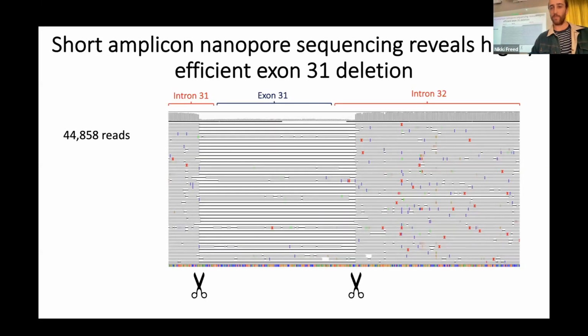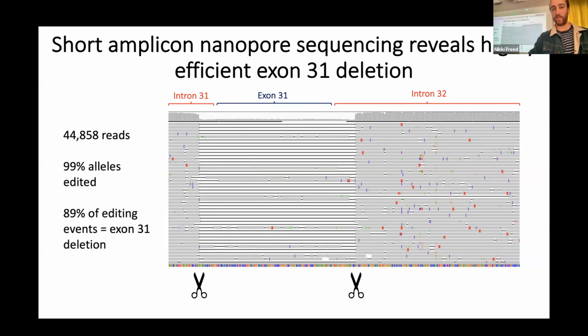So this is some raw nanopore sequencing data of relatively short amplicons, 650 to 700 base pairs across this exon after CRISPR editing. And you can see the majority of reads, well, most of the reads have a deletion spanning the 2 cut sites. And when we chucked this into CRISPResso, we found that about 99% of the alleles had some form of CRISPR editing, and 89% of these events corresponded to deletions spanning the entire exon, so highly efficient.